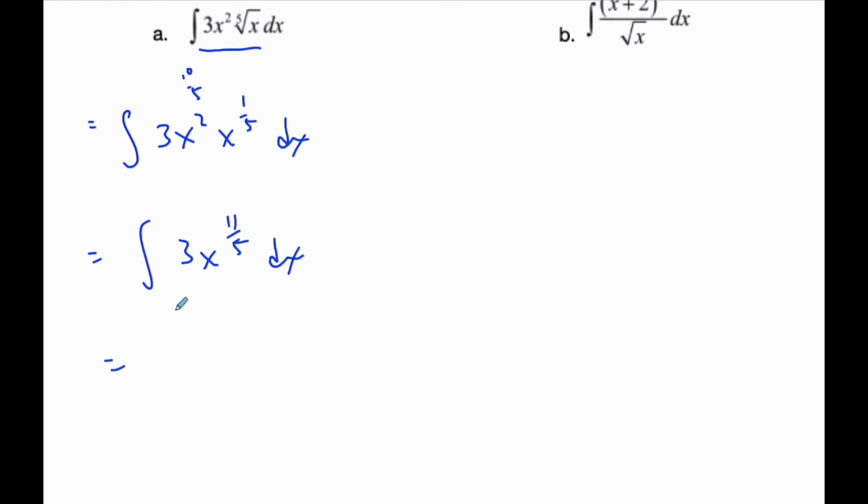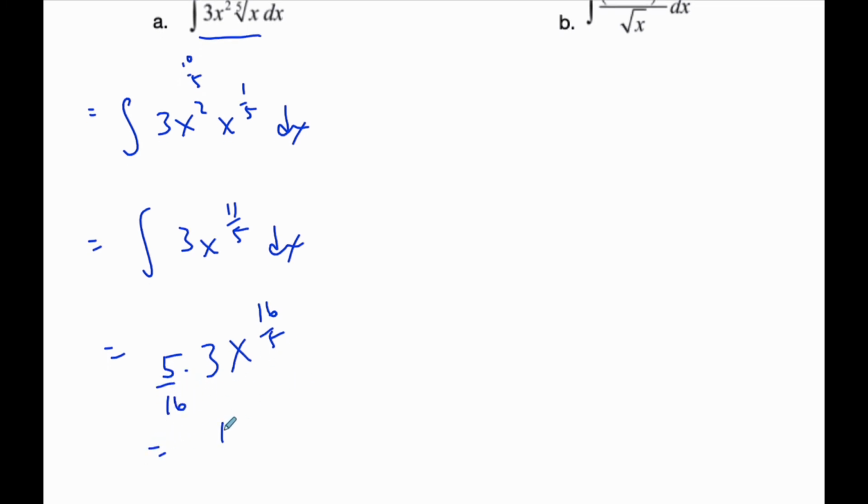And so now if I'm going to integrate it, I add 1 to my exponent, which is going to be 16 over 5. I have my 3, and I multiply by the reciprocal of my exponent, which is 5 over 16. And so my final answer is 15 over 16, x to the 16 over 5, plus c is my antiderivative.